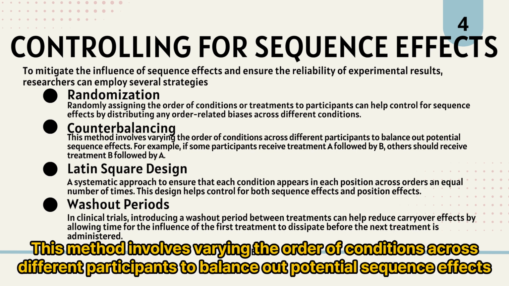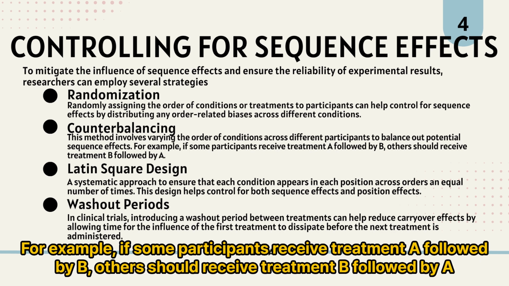Counterbalancing. This method involves varying the order of conditions across different participants to balance out potential sequence effects. For example, if some participants receive treatment A followed by B, others should receive treatment B followed by A.